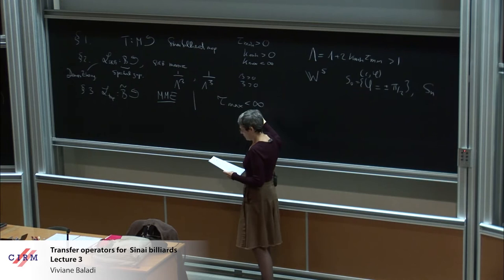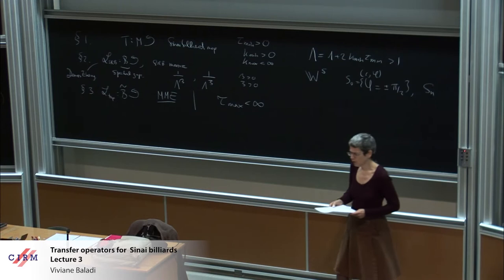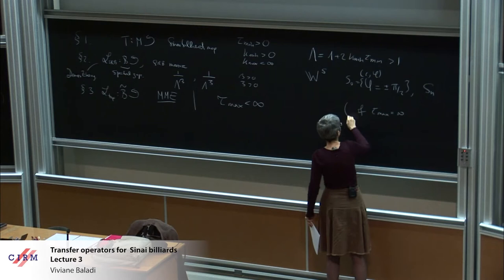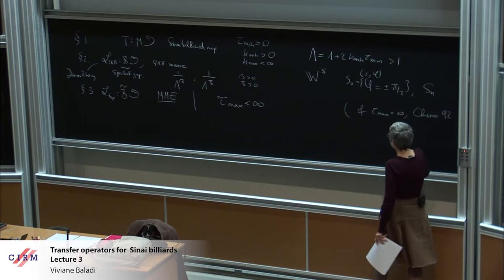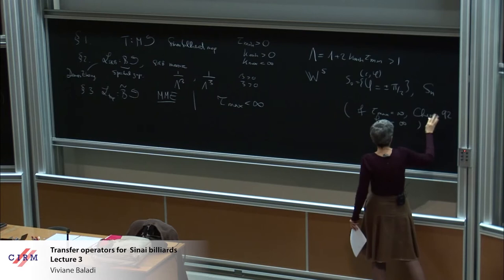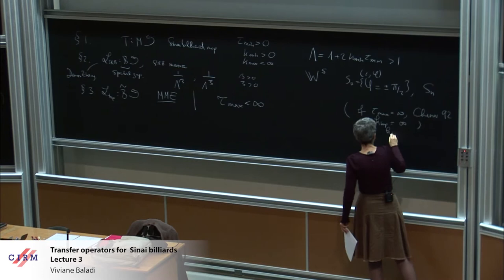And by the way, somebody asked me after the talk, and I was very tired, so I answered some nonsense. If the horizon, if tau max is infinite, you can look at Chernov's old paper, and you will see that actually the topological entropy is infinite. Okay, so if the horizon is infinite, the topological entropy is infinite. So which topological entropy? If you look at the paper, I think you understand that this is the Bowen-Pesin-Pitskel entropy.